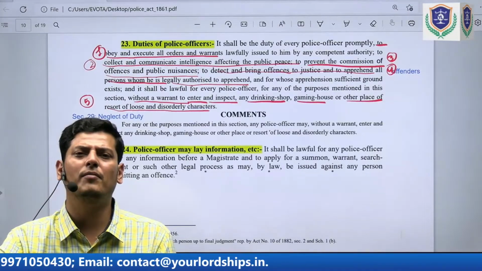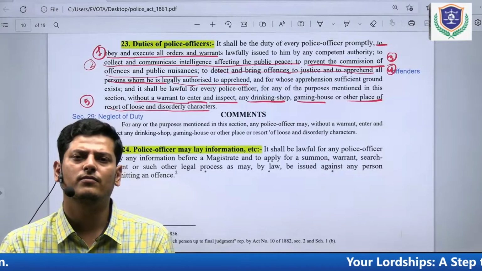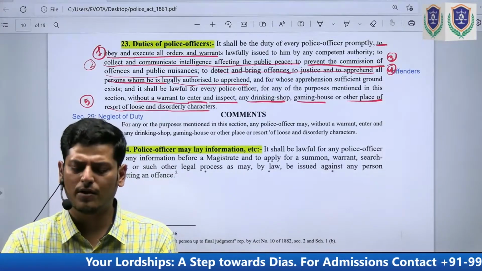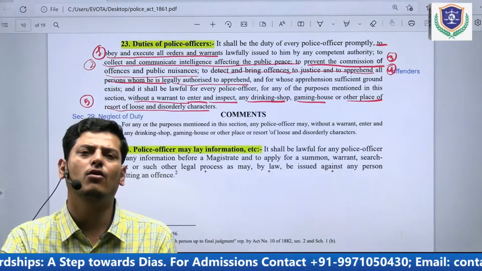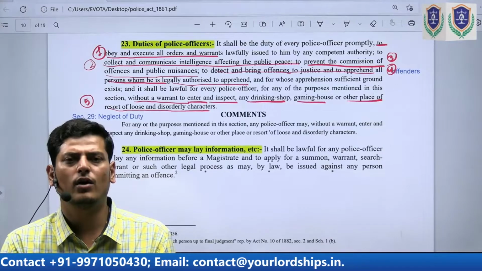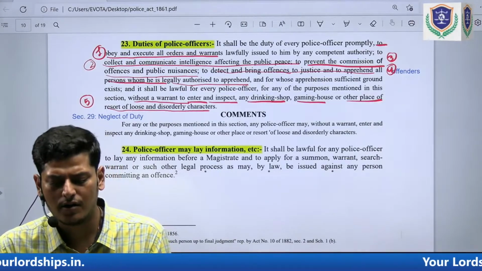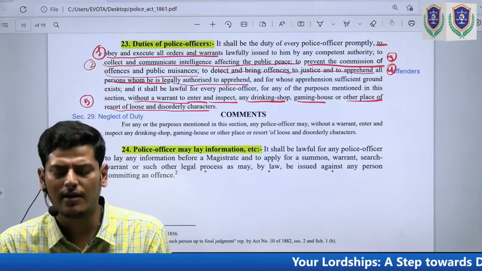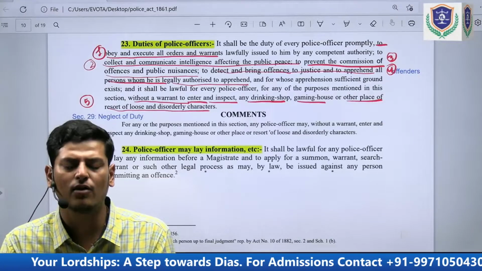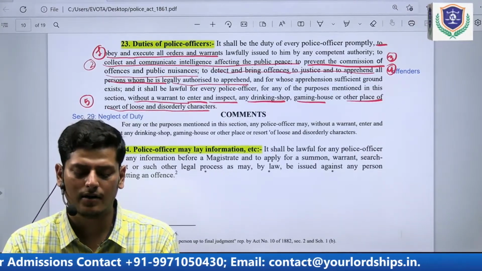Often you have seen that gaming houses, gaming parlors which are there, many nefarious activities are conducted under the garb of this gaming house. वहीं पे तमाम अपना जो है सारी चीज़ें चलती रहती हैं. गेमिंग हाउस हो गया, ड्रिंकिंग शॉप हो गया, मॉडल शॉप, ये सब जो खुले रहते हैं, और एनी अदर प्लेस ऑफ लूज और डिसऑर्डरली कैरेक्टर विच इज देयर. In all these places, the police officer is empowered to enter and inspect without any warrant. Apart from these, some of the general duties are to obey the orders, to collect and communicate the intelligence, to prevent the commission of offenses, to apprehend the offenders and bring them to justice. Okay. So these are some of the important duties which have been highlighted under section 23.